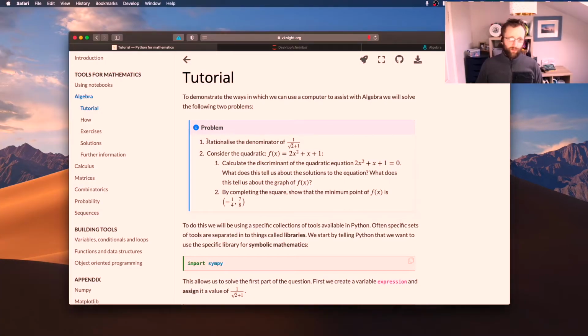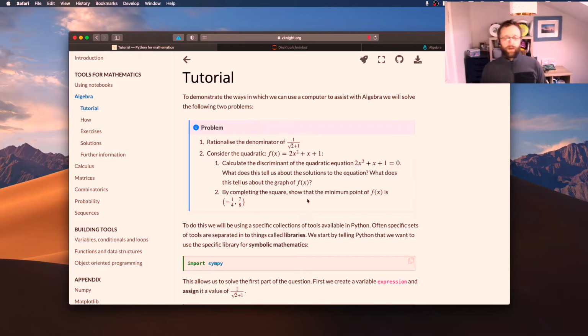So, here we go. We're going to solve this particular problem. There's essentially two separate problems. They're not really related either. First is to rationalize the denominator of 1 over square root of 2 plus 1. And then a problem related to this quadratic. In that quadratic, we want to find the discriminant of the equation, make a conclusion about the graph of the function, and then finally complete the square.